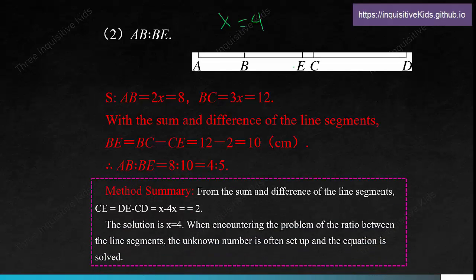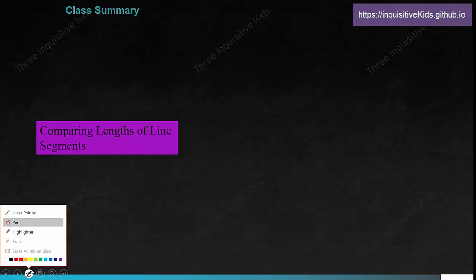So here's our summary. From the sum and difference of the line segments, CE is equal to DE minus CD, which is equal to 9/2 x minus 4x, which is equal to 2. The solution is x equals 4. When encountering the problem of the ratio between the line segments, the unknown numbers are often set up and the equation is solved.